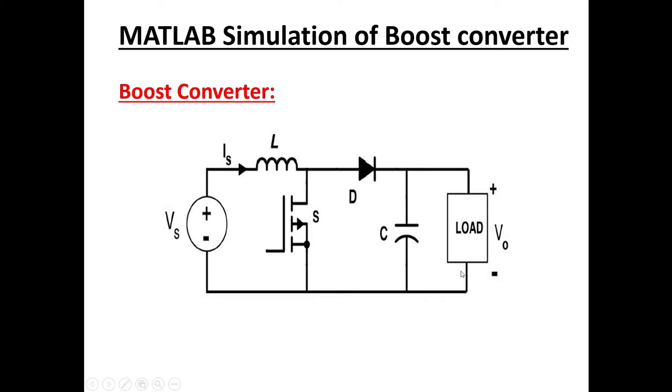It is also used to convert high DC input current to low output DC current. That means it is stepping up the voltage levels and it is stepping down the current levels. So we can also say that it is a current buck converter.